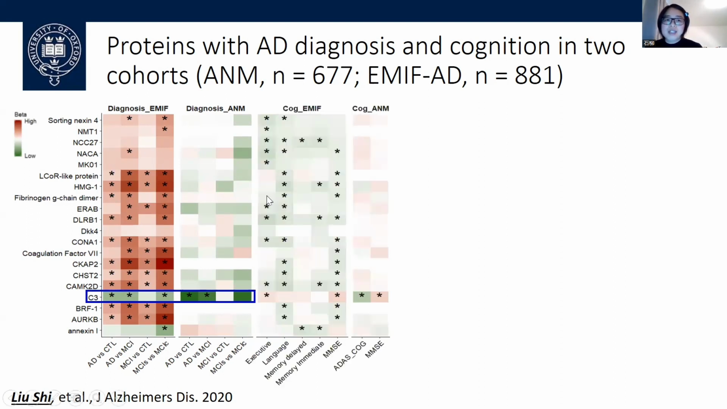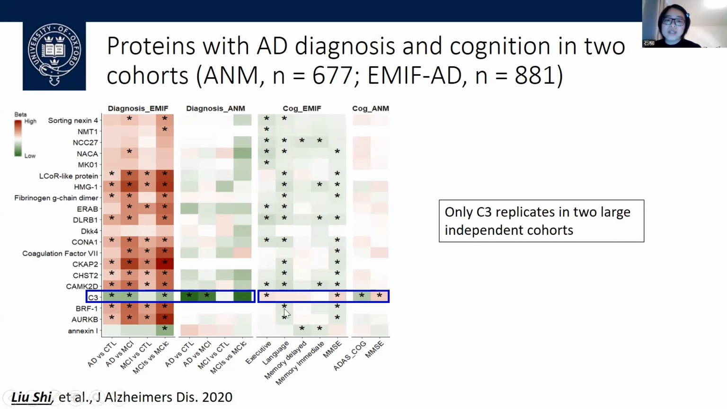In addition to diagnosis, we also compared the association of these proteins with the cognitive measurements in EMIF and in ADNI. So in EMIF, we had more measurements, including executive function, language, memory delayed, memory immediate, and MMSE. In the ADNI cohort, we only have two measurements, including ADAS-Cog score and MMSE. Again, of all these proteins, only one protein, C3, replicated in two large independent cohorts.